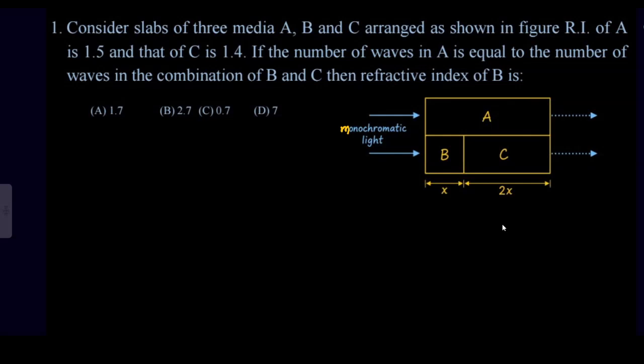Consider slabs of three media. So we have three mediums, A, B, C, arranged like this. They have given the refractive index of A as 1.5 and of C as 1.4. If the number of waves in A is equal to the number of waves in the combination of B and C, then they are asking to find the refractive index of B.